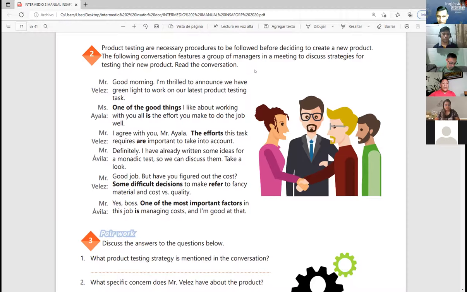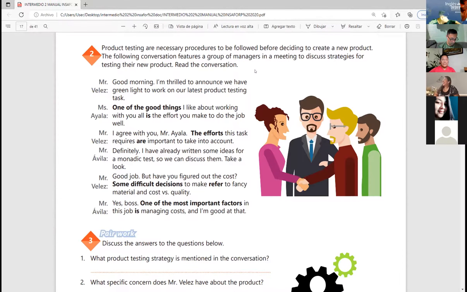Good morning. I am thrilled to announce we have a green light to work on our latest product testing task. One of the cool things I like about working with you all is the effort you make to do the job well. I agree with you, Mr. Ayala. The effort this task requires is important to take into account. Definitely. I have already written some ideas for a monadic test, so we can discuss them. Take a look. Good job. But have you figured out the cost? Some difficult decisions to make refer to funding, material, and cost versus quality. Yes, boss. One of the most important factors in this job is managing cost, and I'm good at that.